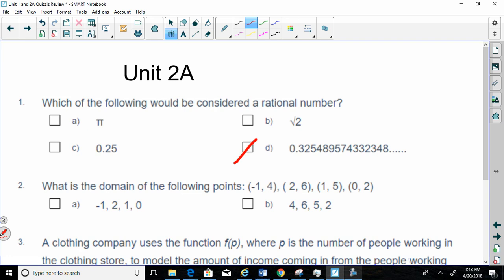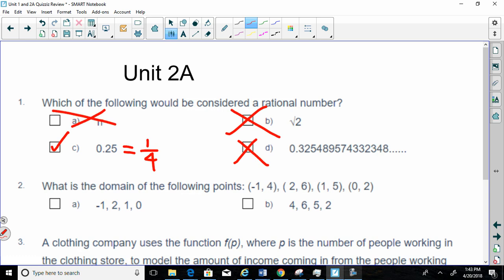No. So it can't be that. Radical 2, it has to be a perfect square. If it's not, it's irrational. So would this be a rational number? No. 0.25? Yes. What is 0.25 as a fraction? 1/4, right? So we know it can be turned into a fraction. Pi is irrational.